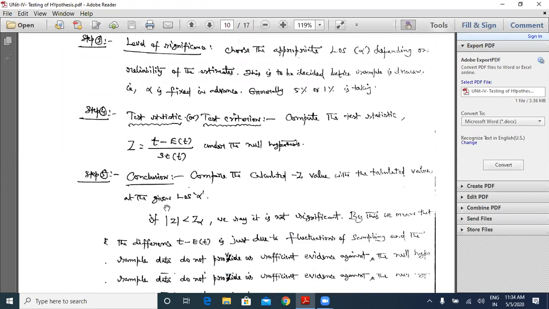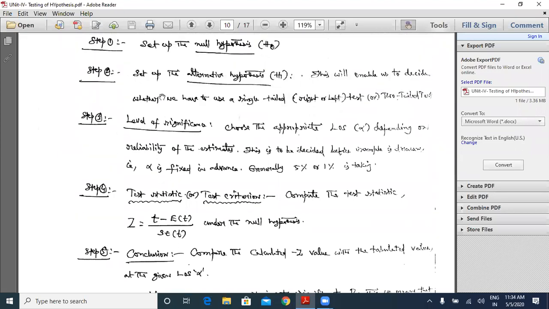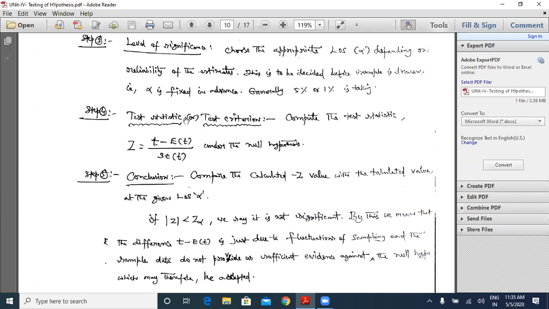So next, the conclusion. You have to follow these sentences. Whatever H1 you chose in the second step, if H1 is x bar not equal to mu, then it is a two tail test. In case of two tail test, if the modulus of the calculated Z value is less than Z alpha, we accept H naught. Otherwise, if greater than Z alpha, we reject H naught.